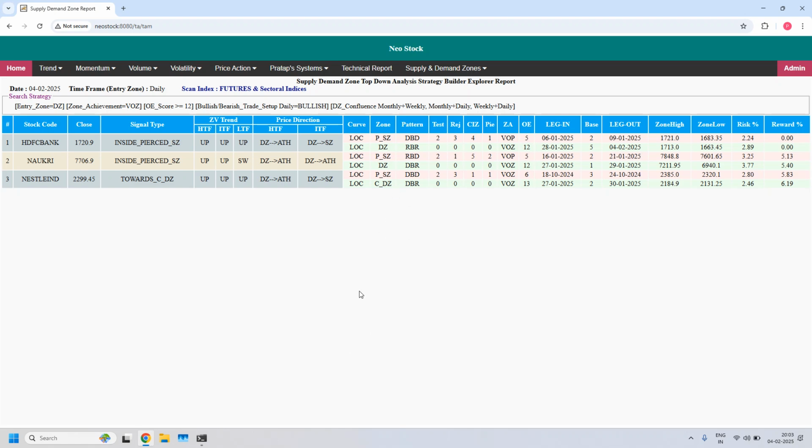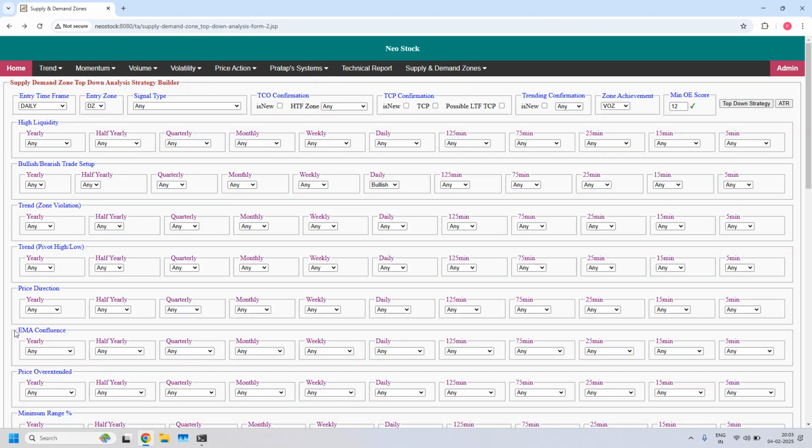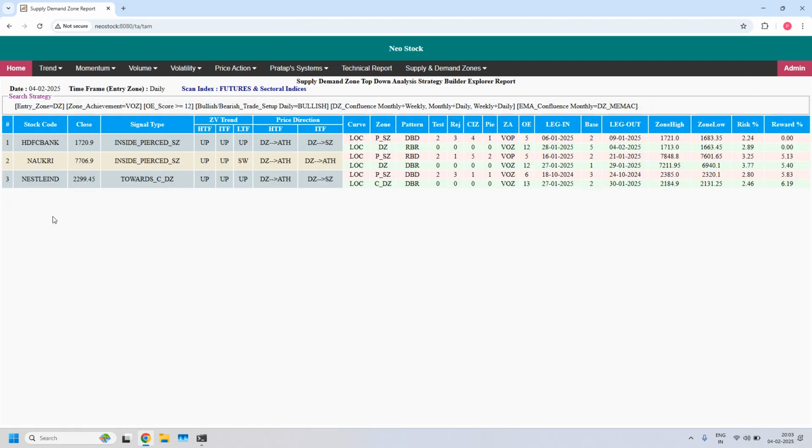In case if anyone is filtered, let's verify. In the EMA confluence monthly time frame, I am setting the filter monthly demand zone having monthly EMA confluence. With this filter, we got all the 3 stocks. So all the 3 are even more high priority supported daily demand zones, because they are part of the monthly and that monthly is having monthly EMA confluence. So this is bullish trade setup for monthly income trade.